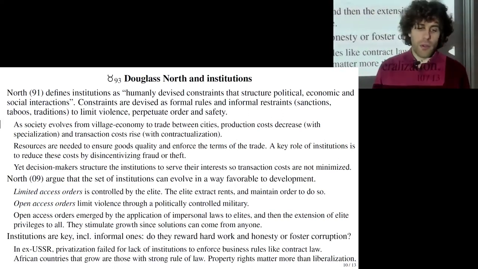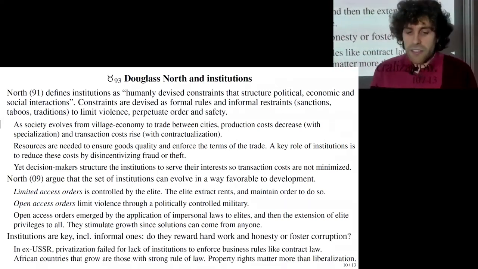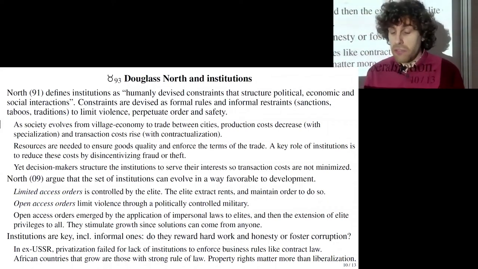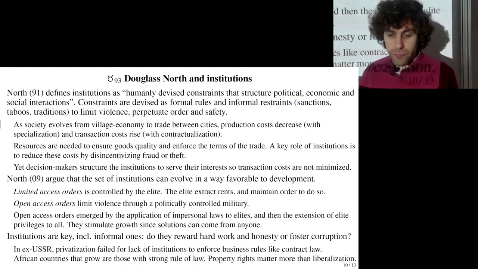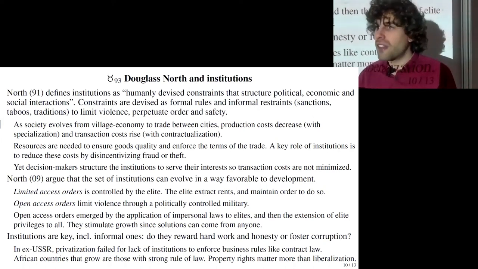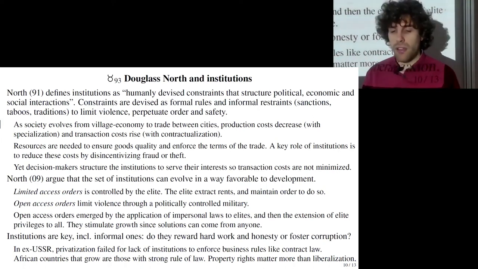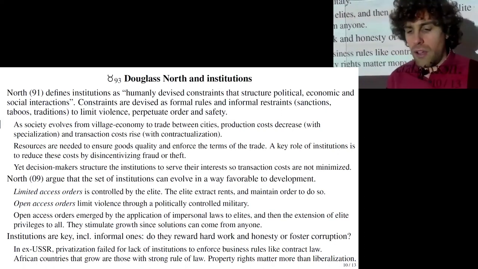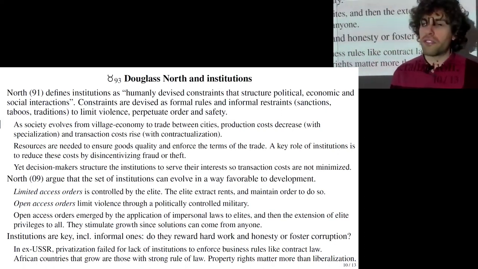Okay, so the conclusion is that institutions are key, including informal institutions. Institutions that reward hard work and honesty will probably bring success to the society they are in, in contrast to institutions that foster corruption.